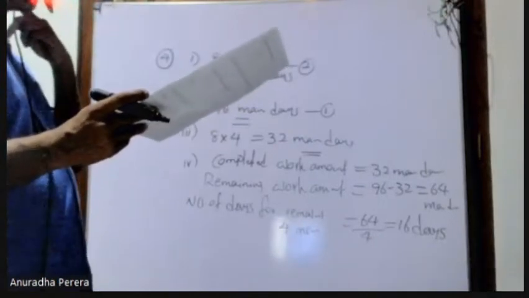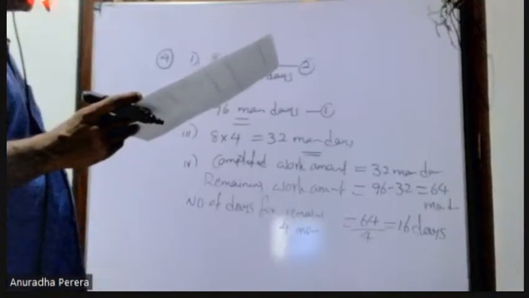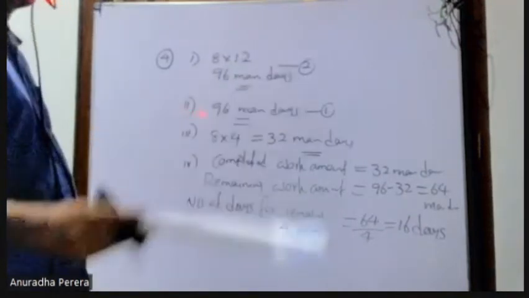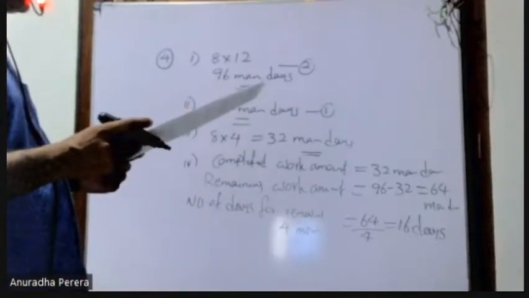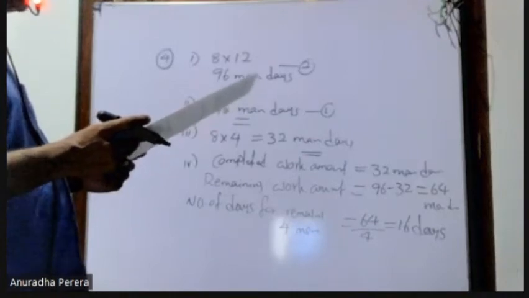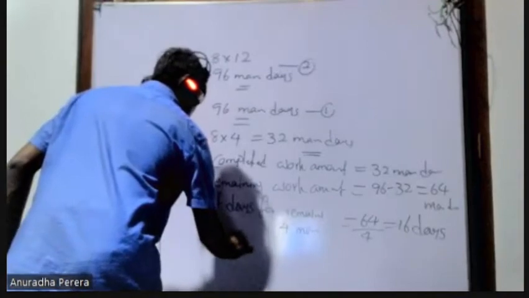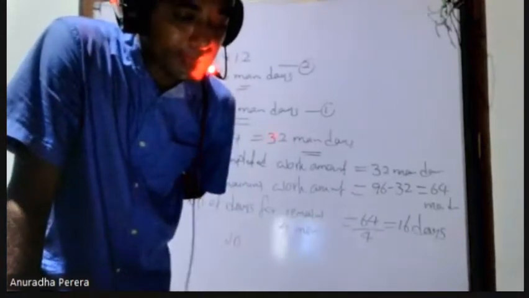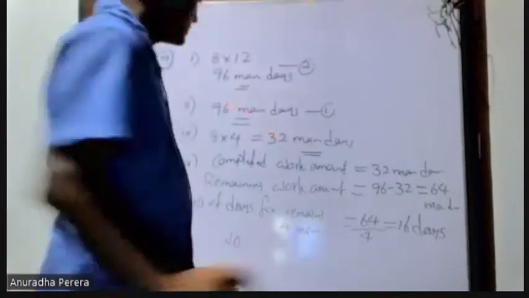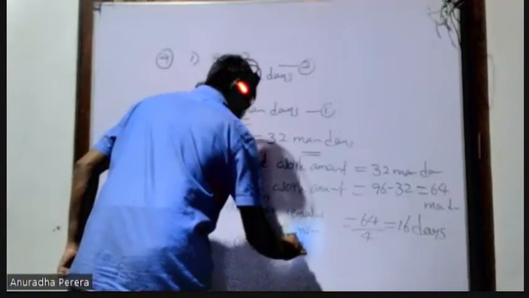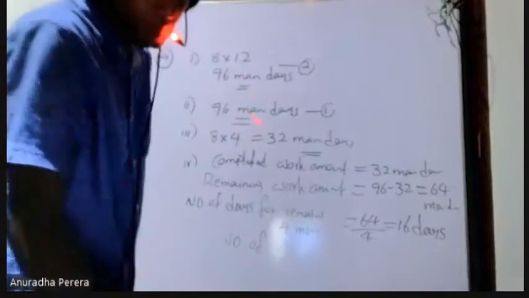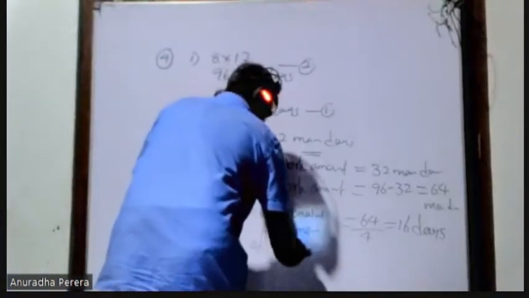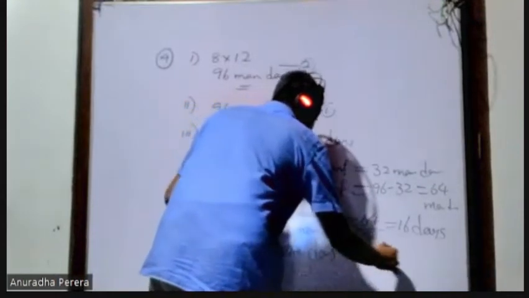Your question is, how many more days? Previously the plan was completed using 8 days. The question is how many more days are needed for the remaining men to complete the task? Number of more days. Previously 8. The answer is 8 days.